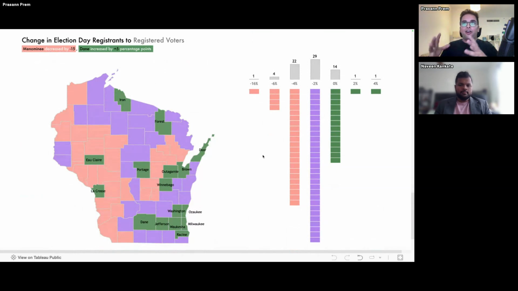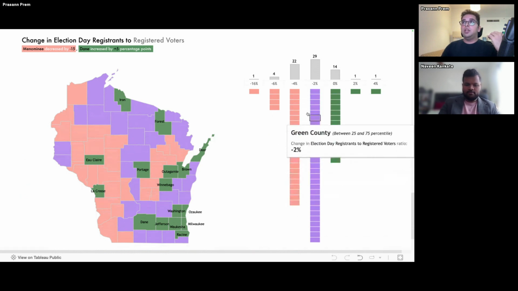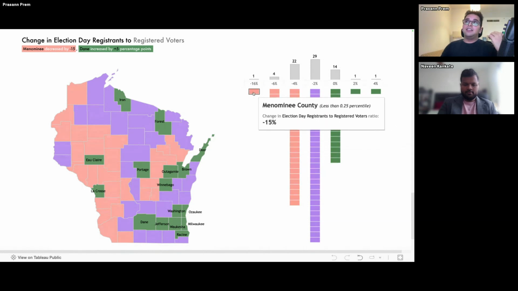And now we can see all the colors coming in again. We have a great distribution. Also, we can see that it is almost distributed over minus 16% to 4%. Some of them have increased as well, but most of them are going down. That's something to look out for. And again, our Menominee County has been decreasing by minus 15% in terms of that.